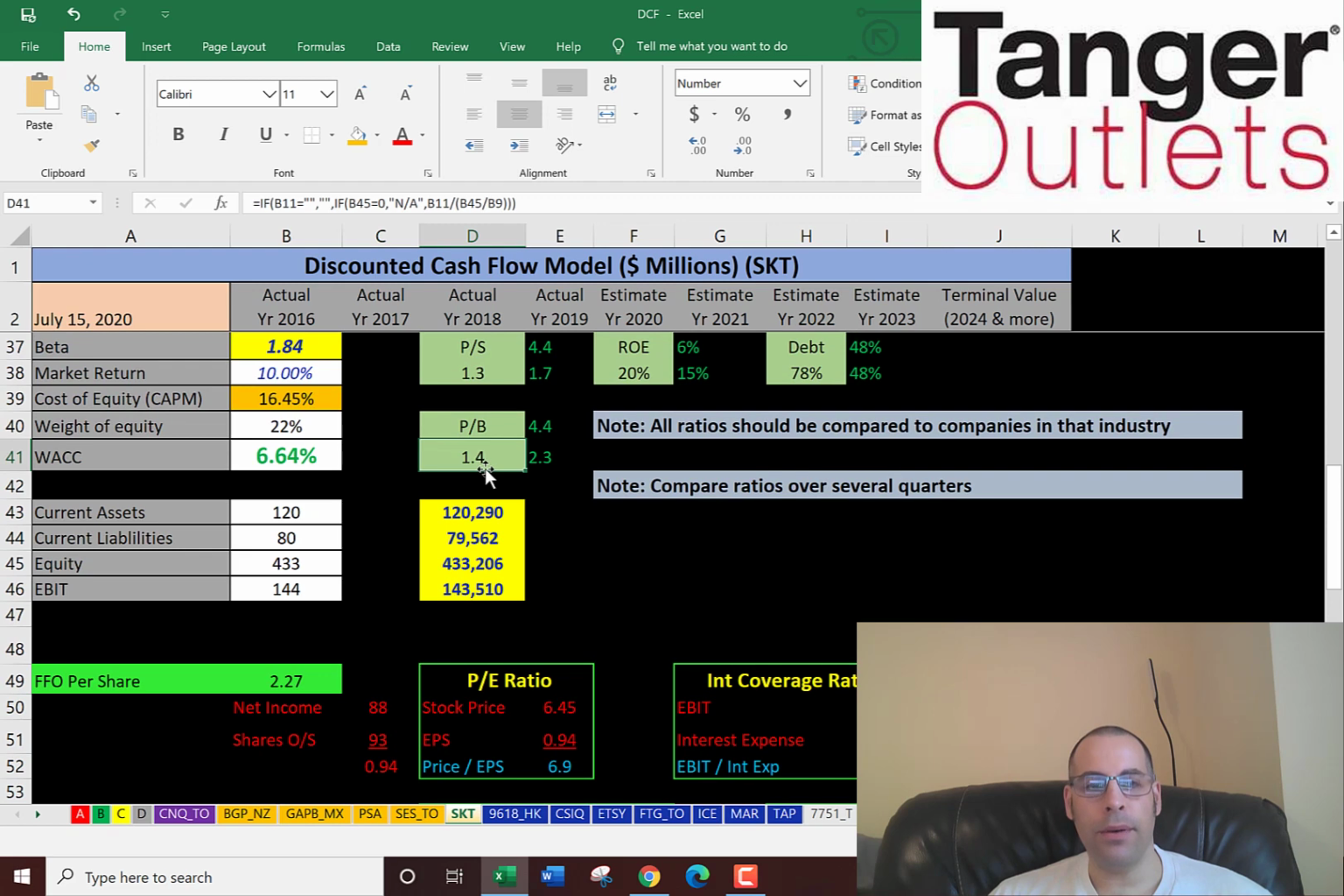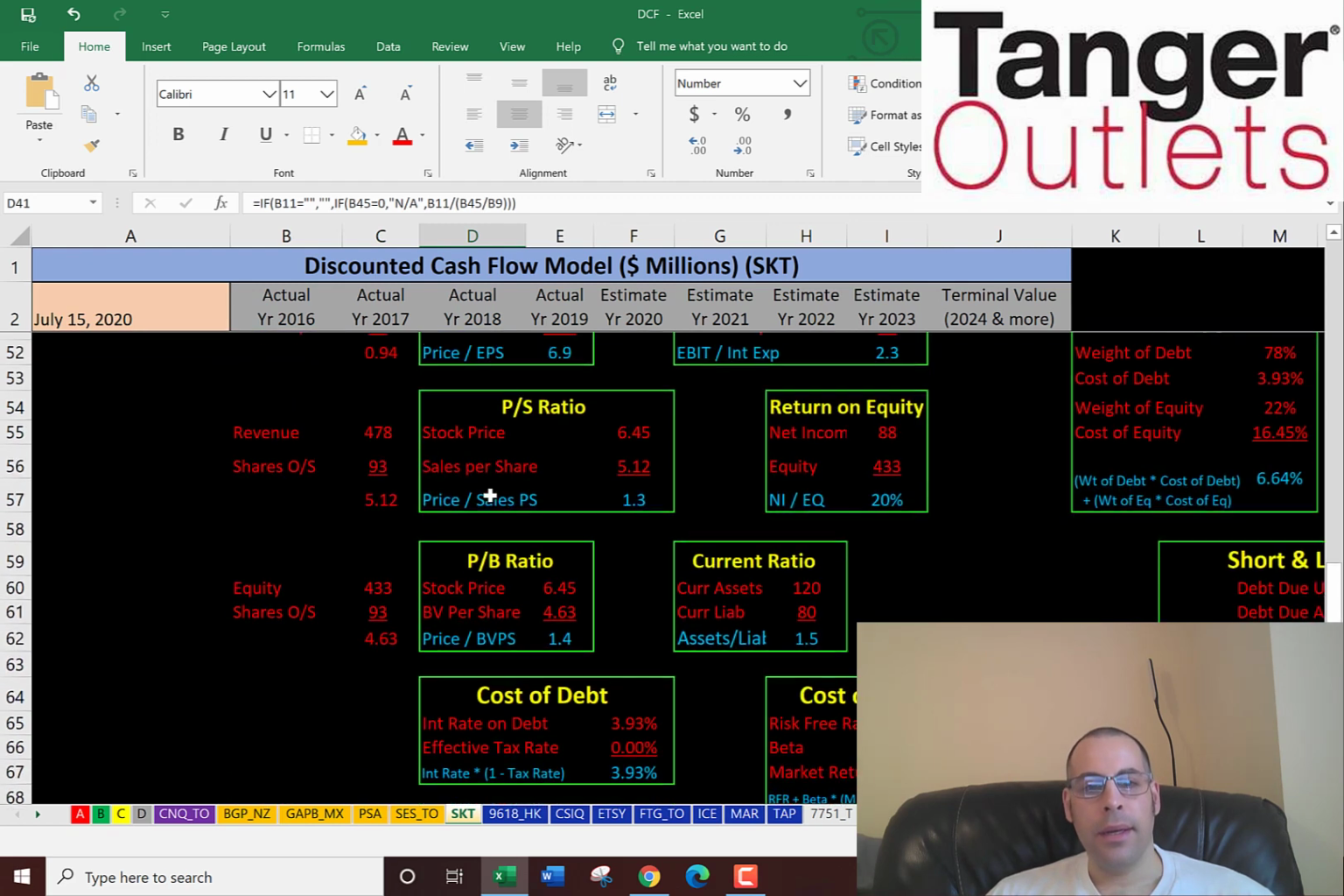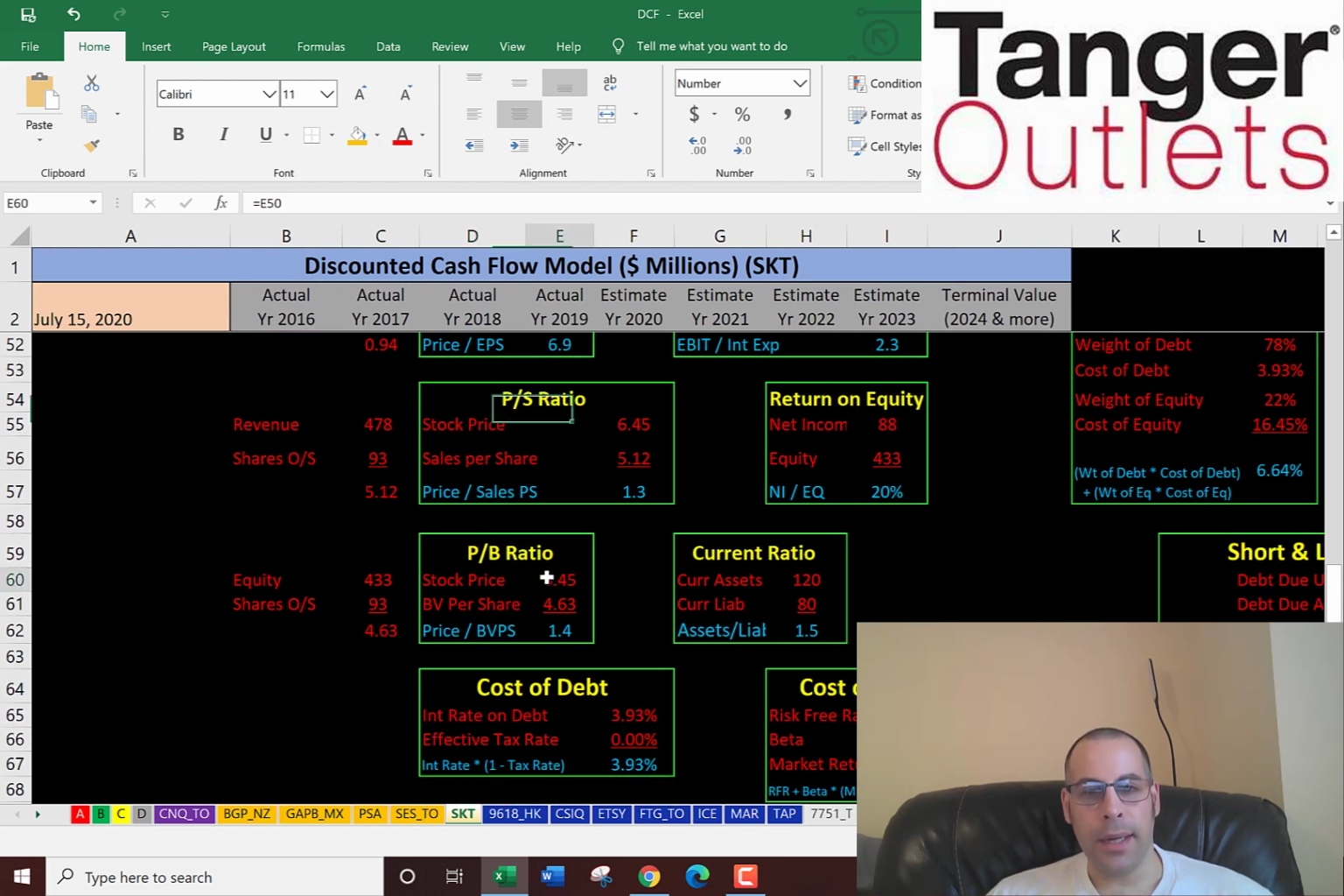Price to book of 1.4, also really good. That's price of stock, $6.45, over book value per share, $4.63. Equals 1.4. And to get to 4.63, it's the equity, the $433 million of equity. Remember, equity is assets minus liabilities on the balance sheet. And take that $433 million divided by the shares outstanding of 93 million, you get to 4.63. So this indicates if the company went bankrupt today, each shareholder would get $4.63 back.